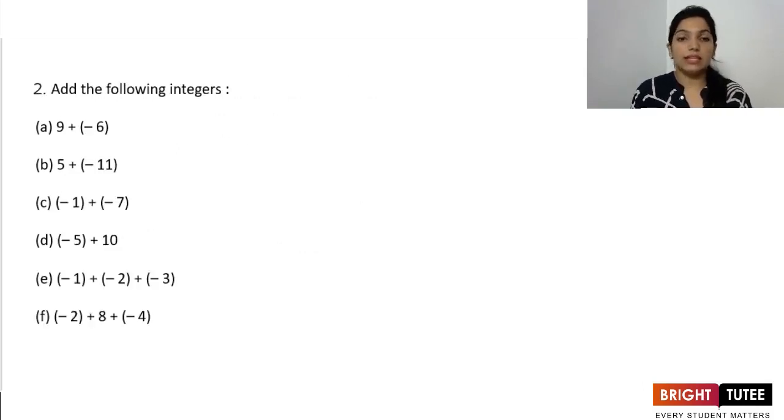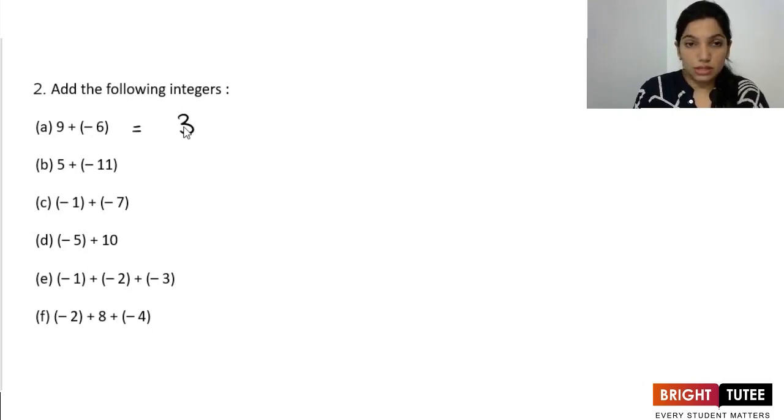Now let's add these integers. We are not going to use the number line. Here it is a plus 9 and a minus 6. So the difference between the two is 3. The bigger number is 9 irrespective of the symbol, so it's a plus 3, right? The next one is plus 5 and 11, which is a negative 11. The difference between the two is 6 and the bigger number is 11, so I'll borrow that sign.